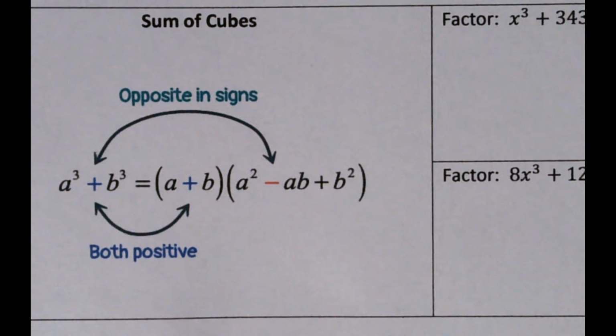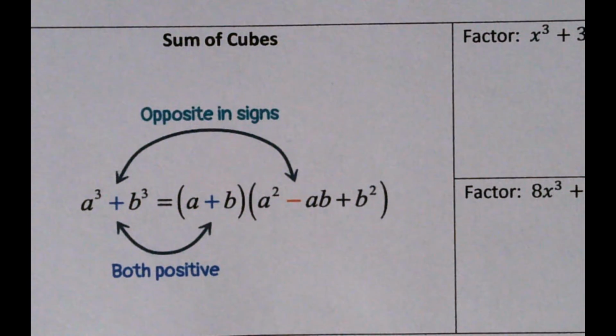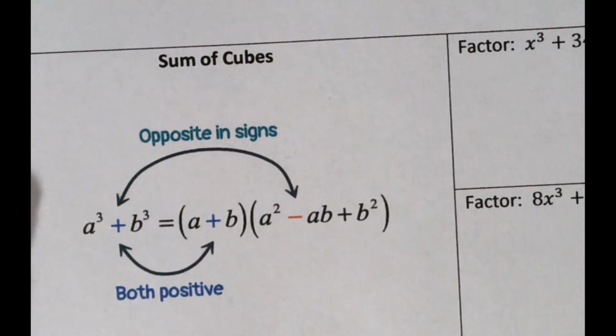Okay, this is day 3 of factoring. We are doing sum of cubes, and we're doing difference of cubes. But basically, it's the same formula. The only thing that changes are the signs, right?